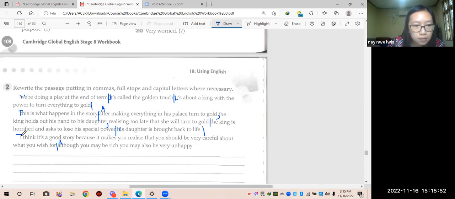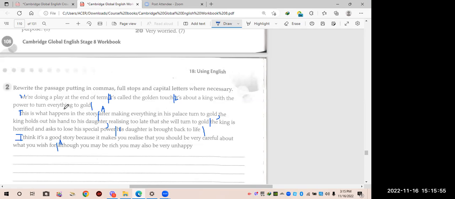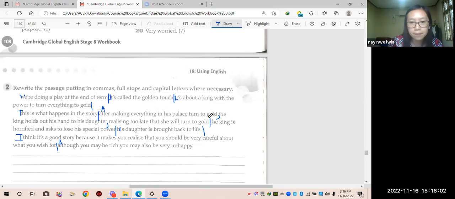Yes, capital. And then the king, in the above sentence, the king, capital T. In the second paragraph, check. Ah, yeah, this one. Okay. And I think it's a good story because it makes you realize that you should be very careful about what you wish for. Although you may be rich, comma, right? Because that is an although clause. So you may be rich, comma, you may also be very unhappy, full stop. So do you all agree with that punctuation here? Yes.